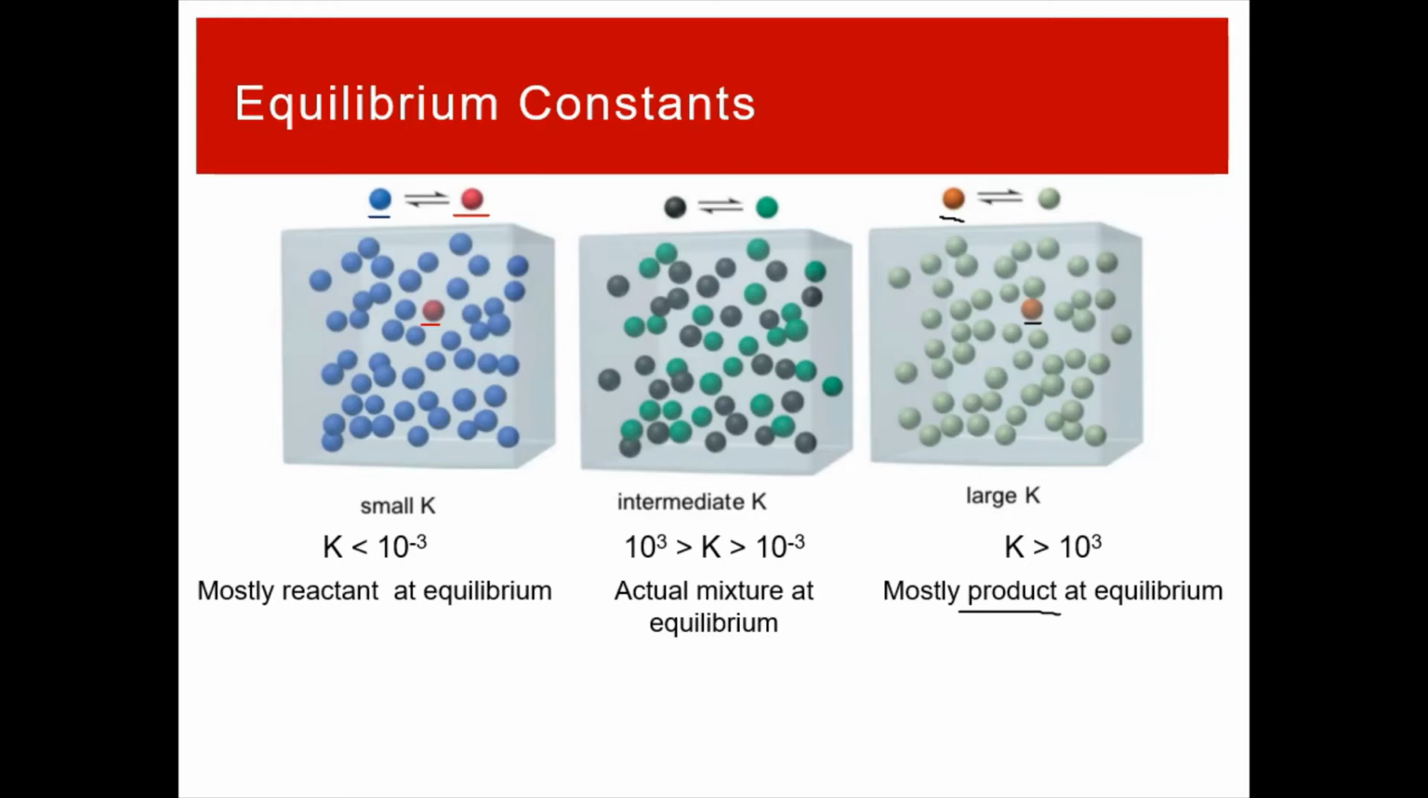And then there are these intermediate values where K is relatively close to 1. That's where you find an actual mixture, right? We have plenty of product at equilibrium and plenty of reactant at equilibrium. This would be a case where you really do have a true mixture of reactants and products at equilibrium, with near equal amounts.